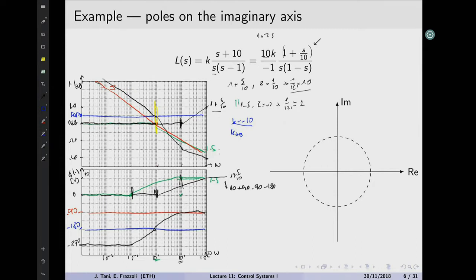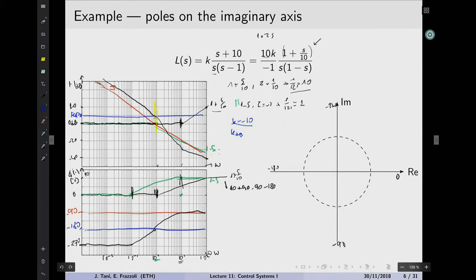So, okay, how do we use this information to do the plot of the Nyquist diagram? Well, remember that the Nyquist diagram is a polar plot, so basically the further we are away from the origin, that is the magnitude, and the angle with respect to the real axis here is basically the phase. So you can imagine this is 0, this is minus 90 degrees, this is minus 180, this is minus 270.